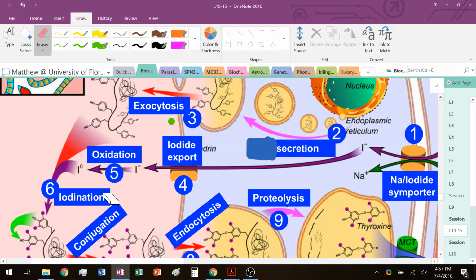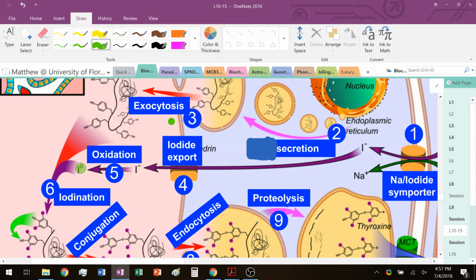For electrophilic aromatic substitution, we have to go through step 5, which is oxidation. So we're going to make this iodine lose electrons because it's in the I- form, so it has too many electrons. You need to change it back to neutral iodine so that you can do electrophilic aromatic substitution. If you have something that's negatively charged, it is a nucleophile. Nucleophilic aromatic substitution does exist, but your body does not use that in this mechanism. So that's what step 5, oxidation, is talking about.